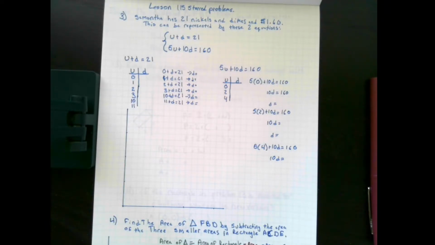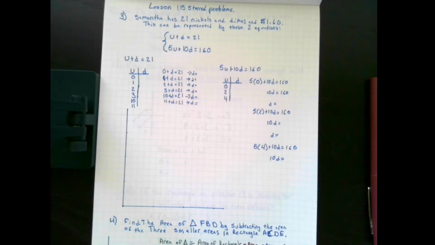Problem number 3 says that Samantha has 21 nickels and dimes. Now, we're taking that to mean that between her nickels and dimes, she has 21 of them total, not that she has 21 nickels and 21 dimes. I say that because it says that between her nickels and dimes, she has $1.60. And if she had 21 dimes, she'd have more than $1.60.